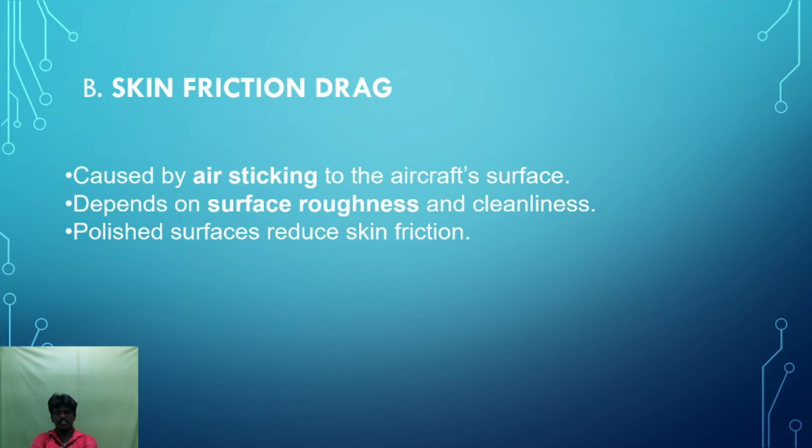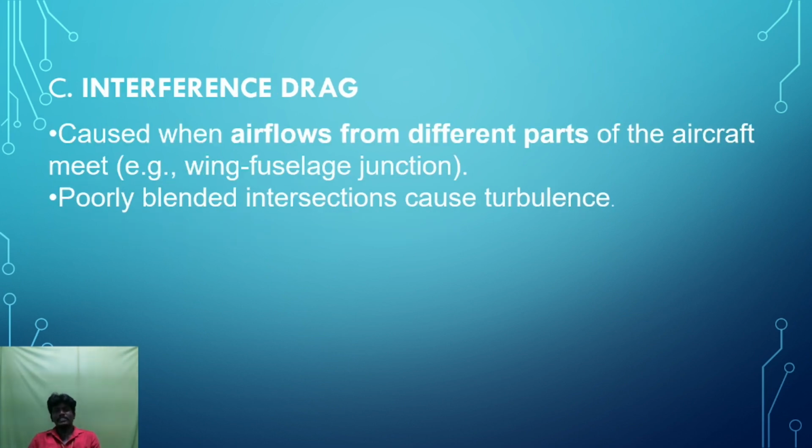Skin friction is very important, so we clean the surface regularly. Then interference drag. Interference drag is caused when air flows from different parts of the aircraft, at the junction points. The junction points create the interference drag.